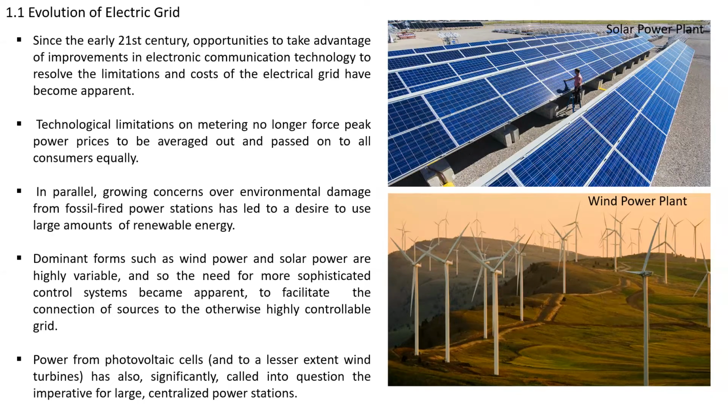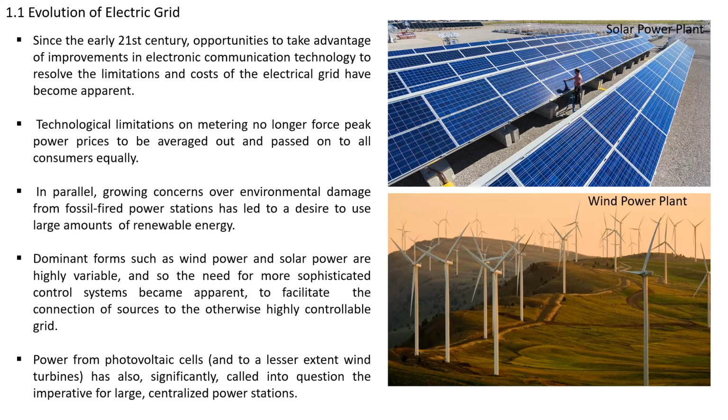So these are the conventional generating stations initially, and after the 21st century, there was an opportunity to take advantage of improvements in electronic communication technology to resolve the limitations and costs of the electrical grid that had become apparent. So a lot of renewable energy sources came into the picture. They started generating power from the natural resource called the sun, and solar power plants came into existence.